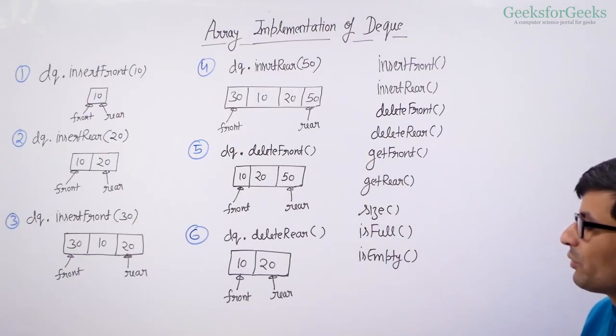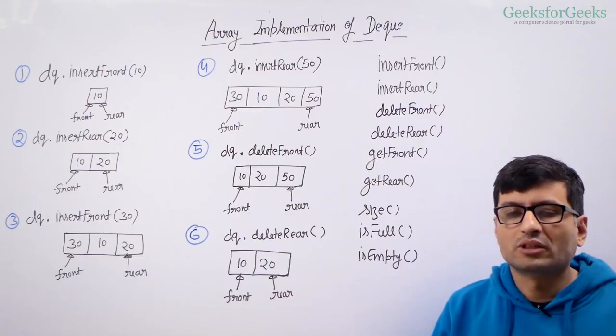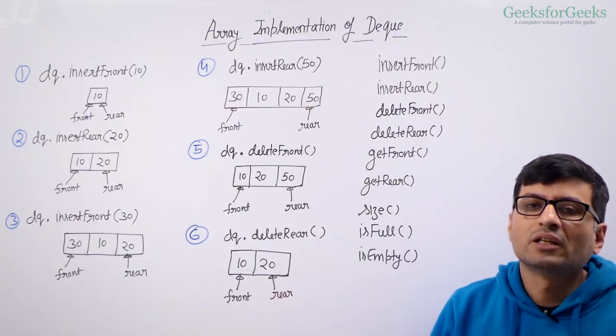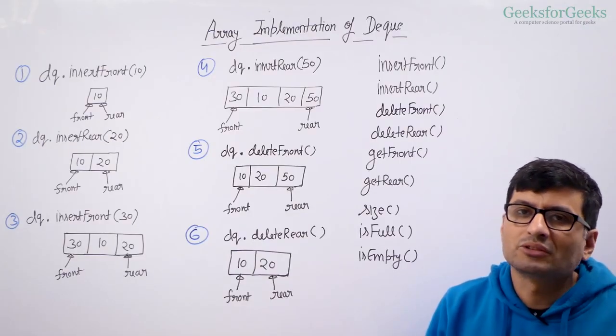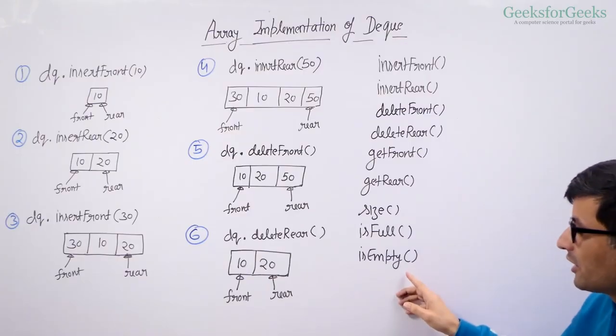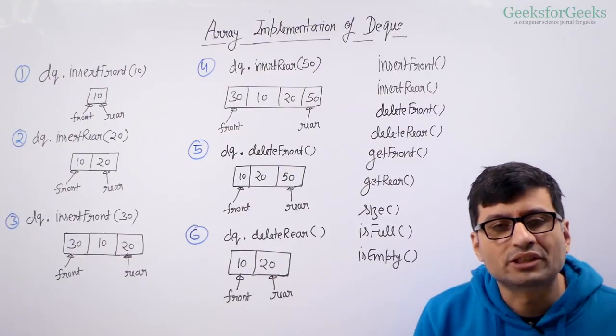Is full tells you whether the Deque is full. Suppose you have a capacity in the array, and if size becomes equal to capacity, then you say it's full. Is empty tells you whether there are elements in the Deque or not.